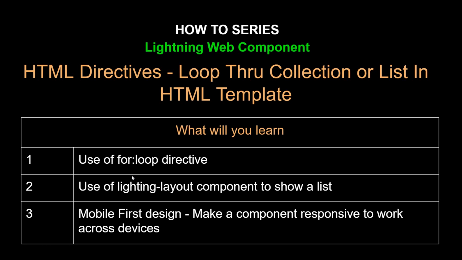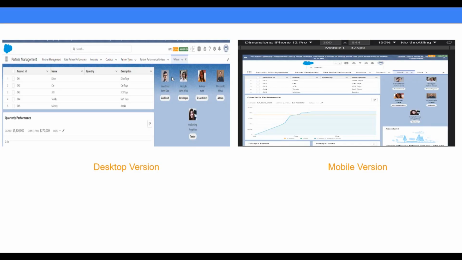So this is how a sample output will look. We're going to show a list of users as cards, as you can see here. This is the desktop version, and this is how the screen automatically changes based on the device size and width. So this is iPhone. This is how you see it in iPhone 12 Pro. You'll see only two users in one row, but in the desktop version, you will see four user profiles or cards in one row. So this is what we're going to do.